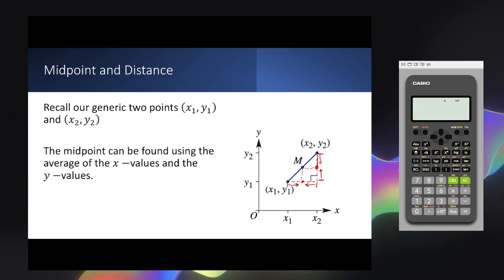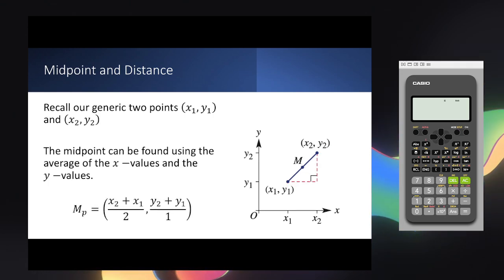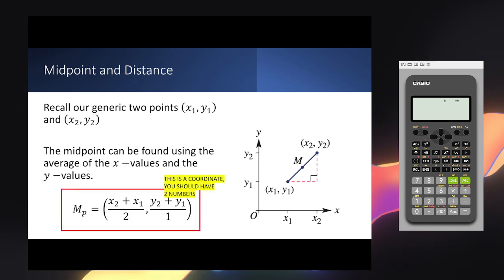And so if we do this, we end up with a formula that looks like this. Now, what you need to make sure you do with this formula is that it becomes a coordinate, okay? We're not adding these two things together, okay? It's two different numbers because it's a coordinate that we're trying to get. The midpoint is a coordinate.